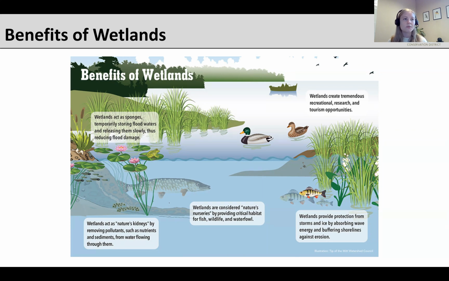And then they are home to rare species. 43% of threatened or endangered species in the US live or depend on wetlands. Then they have a recreational value as well. They're a great place to canoe, hunt, fish, or watch wildlife. And then they have an economic value by providing commodities such as wild rice and bait fish.